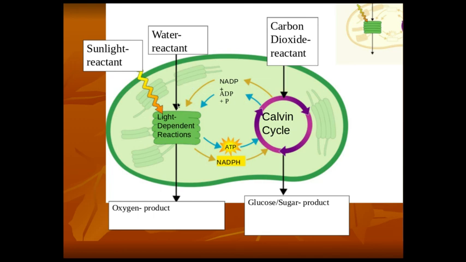So this takes place in the thylakoids. Water is the reactant. Oxygen is the product. This takes place out in the stroma. Carbon dioxide is the reactant, and glucose is the product. I hope that explains the two steps of photosynthesis.